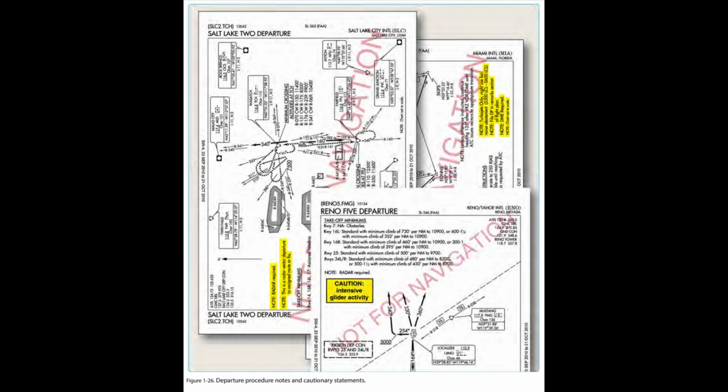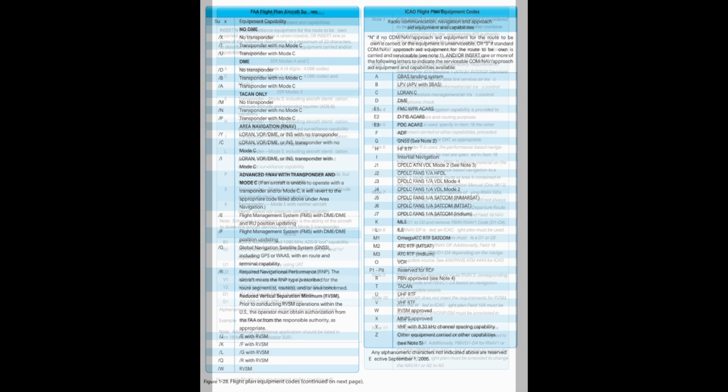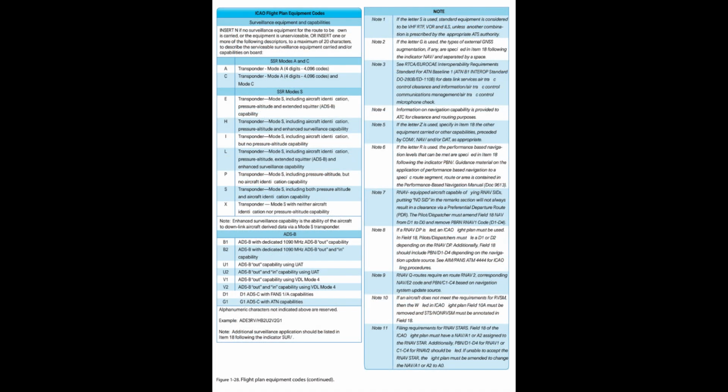End of page 1-30. Figure 1-28. Flight plan equipment codes, continued on next page. End of page 1-31. Figure 1-28. Flight plan equipment codes, continued. End of page 1-32.